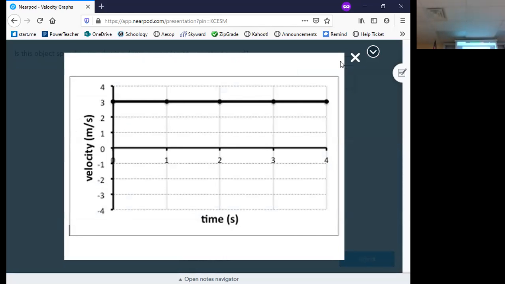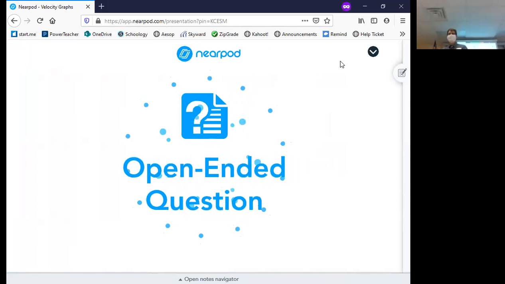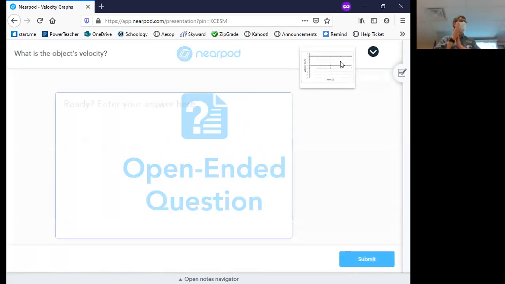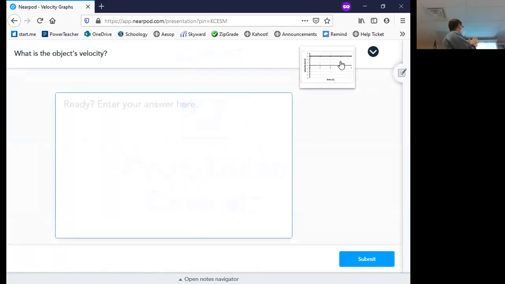So we're going to say this is a constant speed. All right, two more questions that are asking for numbered answers. And when you give me a number, also give me its units, right? So what is the object's velocity?